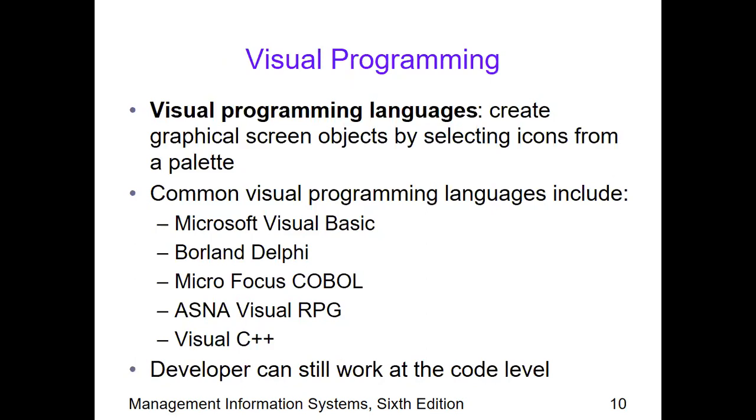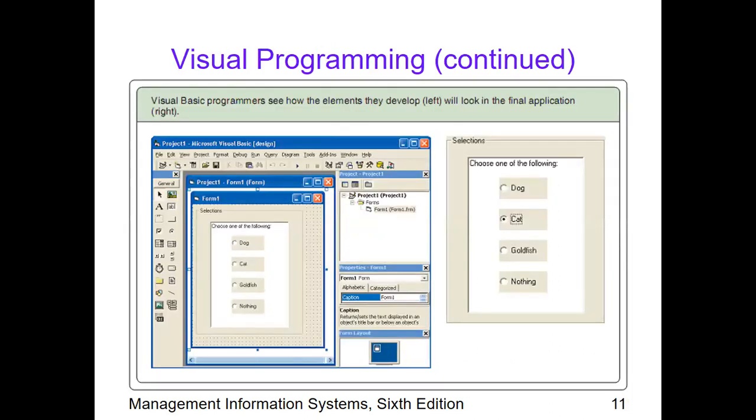Next, visual programming languages would create graphical screen objects by selecting icons from a palette. And these are our examples of the VPLs. Then the developer can still work at the code level. As for us, because we are business practitioners, we're just doing a soft run-through of these particular software and aspects. For Visual Basic programmers, we can see here how the elements they develop on the left side will look in the final application.